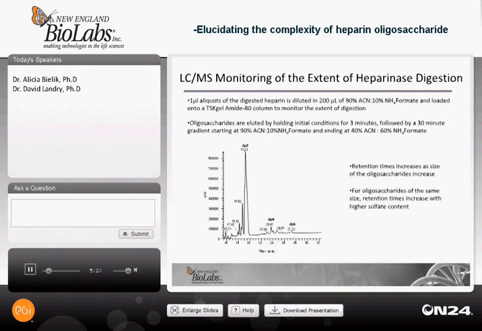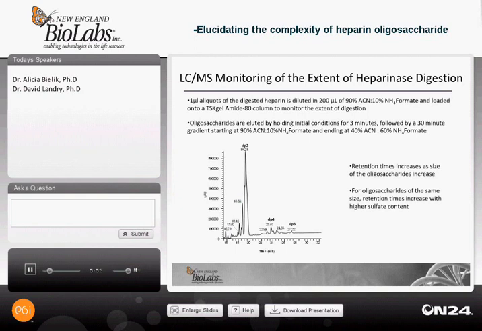In addition to monitoring at 232 nanometers, you can also monitor the extent of a heparinase digestion using LCMS. In this case, we took 1 microliter aliquots of our digested heparin solution. We diluted it in 200 microliters of a 90% acetonitrile and 10% ammonium formate buffer, and we loaded it onto a HILIC column. Our choice is an amide column, and we monitored the extent of digestion.